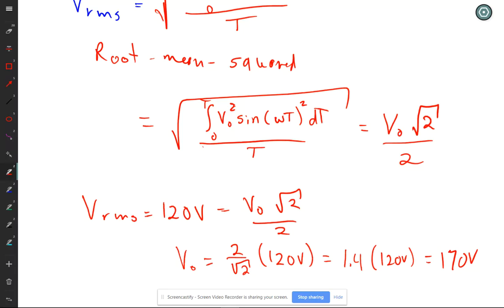Did you actually do it? Yeah, it's 168. 168? Yeah. Did you actually do the square root of 2? No, I didn't. It's not 1.4, it's 1.40 and some other digits. I was like, no, it's not 168, it's 169 something. 169.7. Yeah, 169.7, that sounds right.